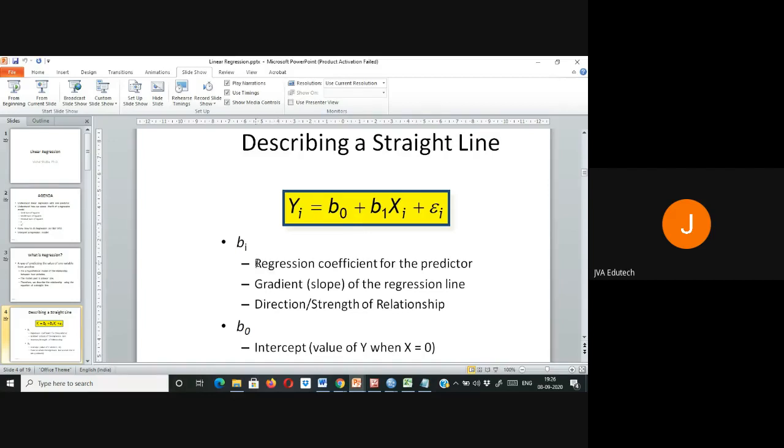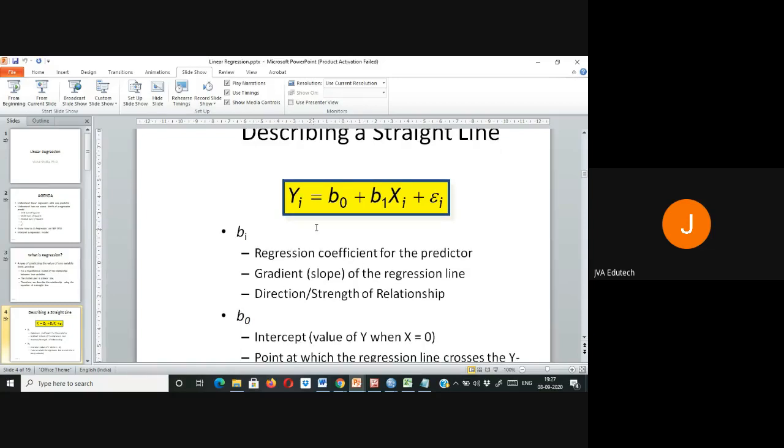where b1 is the regression coefficient for the predictor. It could also be the gradient or the slope of the regression line, or it could tell you the direction and strength of the relationship based on its magnitude and the sign it has. If it has a positive sign, then it is a positive direction of relationship. If it has a negative sign, then it is a negative direction of the relationship.